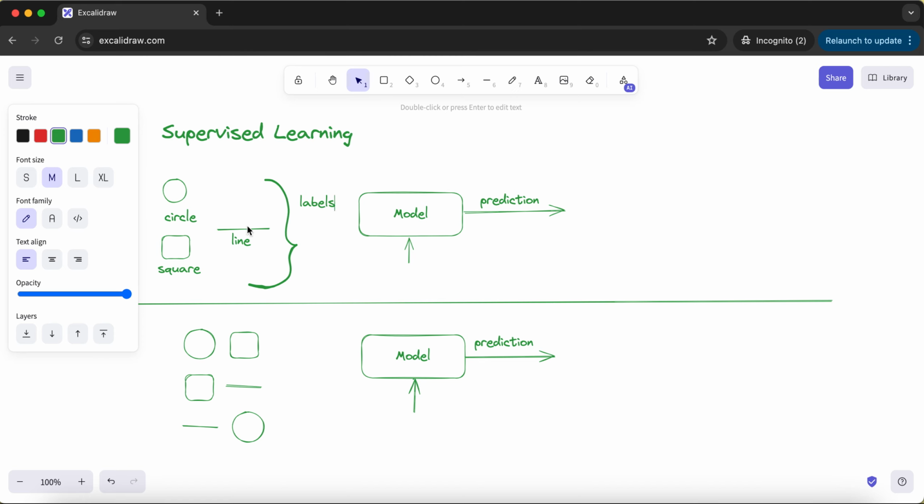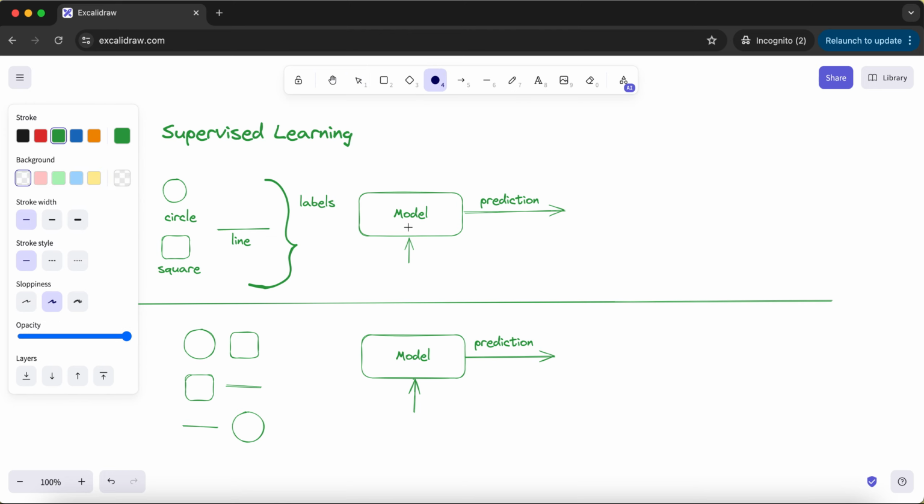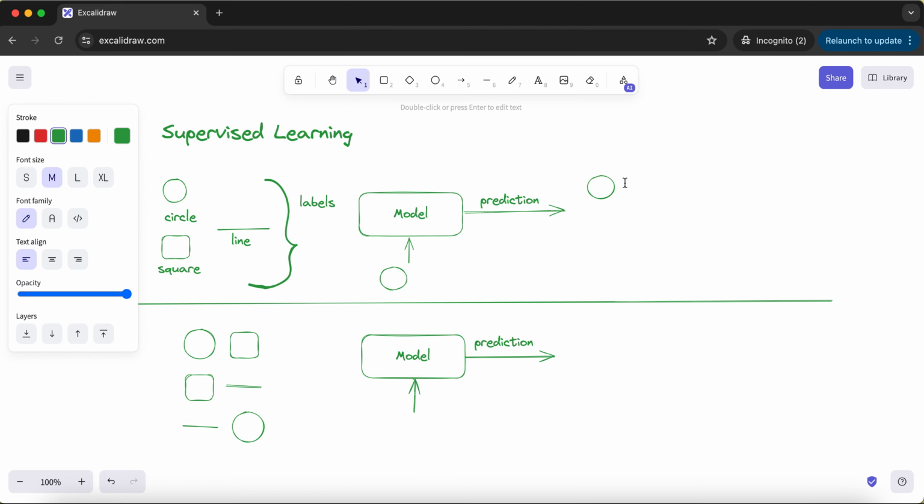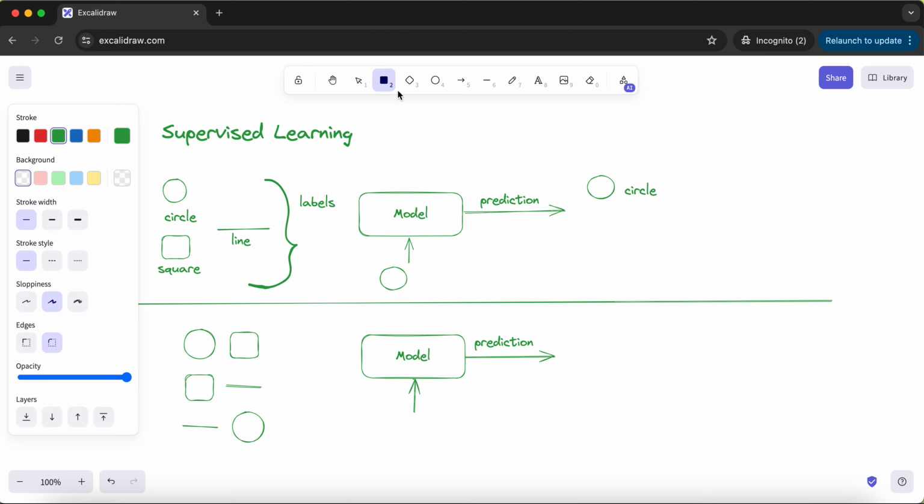Let's say we deployed this model in production, and in production it got this particular input. Certainly this model understands that this kind of shape is a circle. So at the time of prediction, as a result of this system, it will say this is a circle because it knows. Now if it is a square, that's fine, but let's take something different.